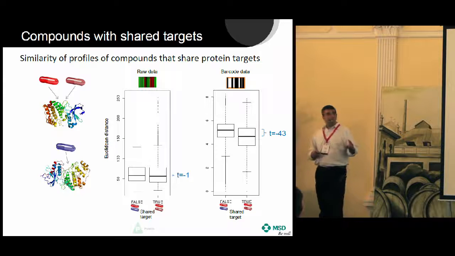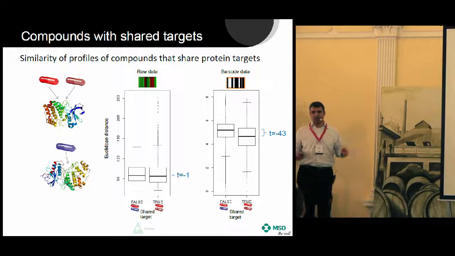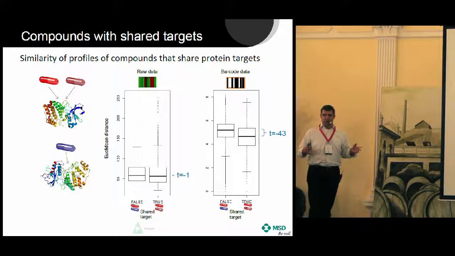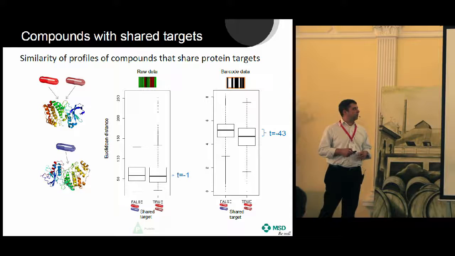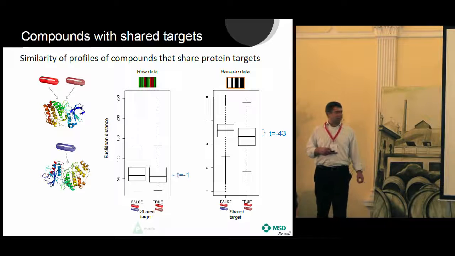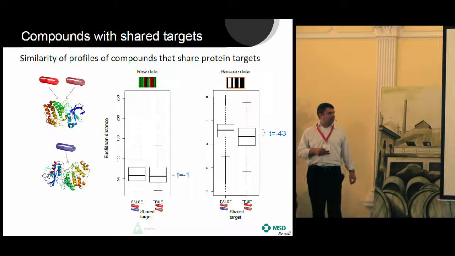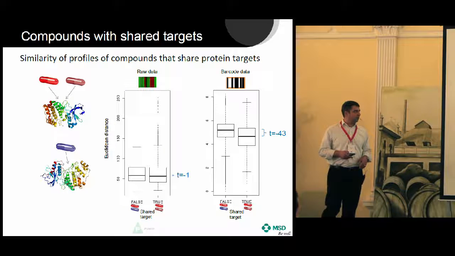So here, if you have two compounds that have the same target, you'd expect them to be closer together. They would have a more similar effect on the cell because they hit the same target, so they should have a more similar expression profile than compounds which hit a different target. So that's your expectation. If you look in the raw data, you can barely see that. So if you look at the difference in the distance between two compounds that don't share a target versus two compounds that share a target, and look at the t-statistic, it's -1. So that sort of trends in the right direction, but it's not significant. In the barcode data, it's -43. So the samples that share a target are much closer together in the barcode space.